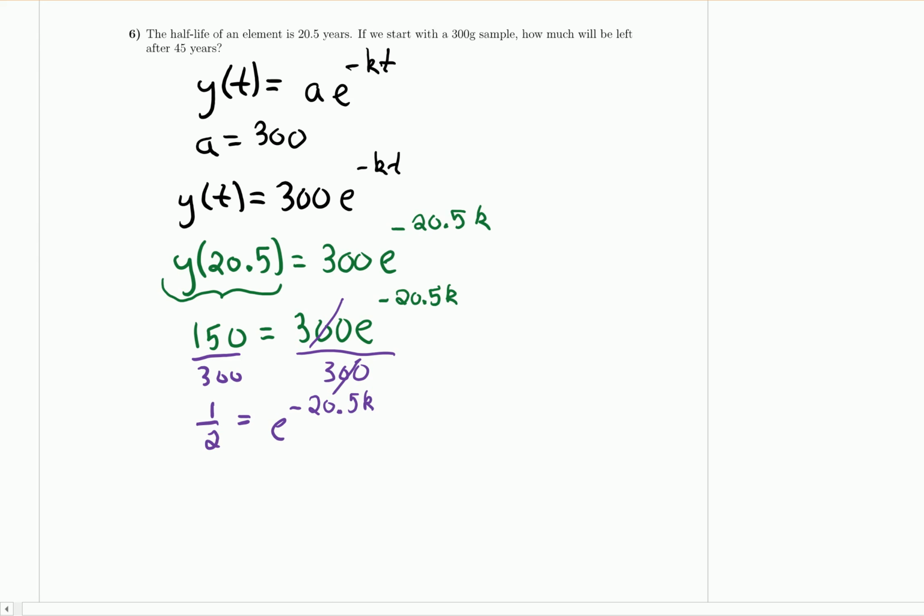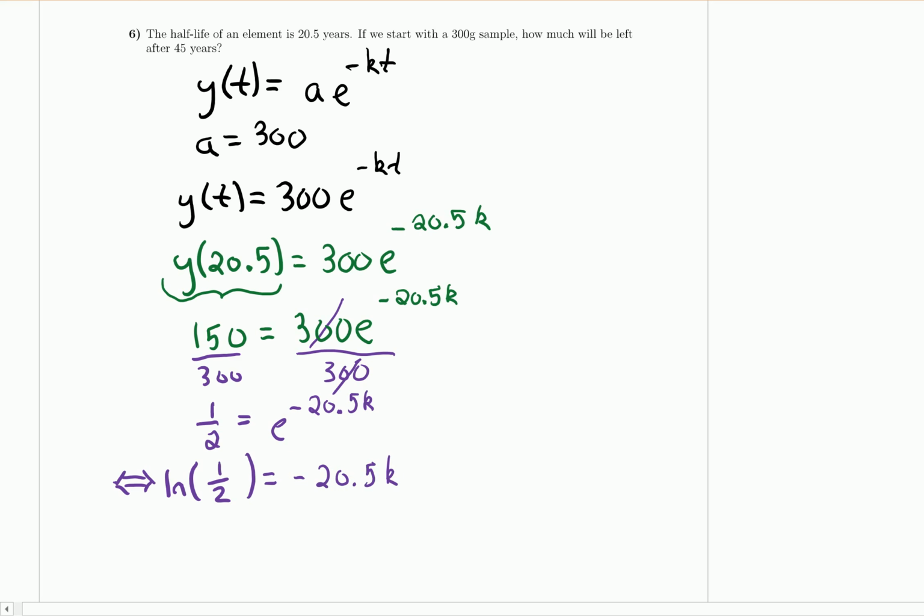Now we have this exponential equation, and I can convert it to log form. In log form, we get log base e, which is ln. The thing that goes inside the ln is the 1/2, and the exponent, negative 20.5k, goes on the other side of the equal sign.